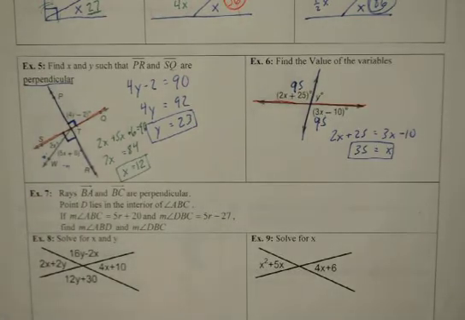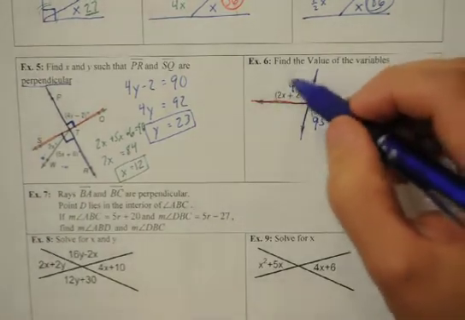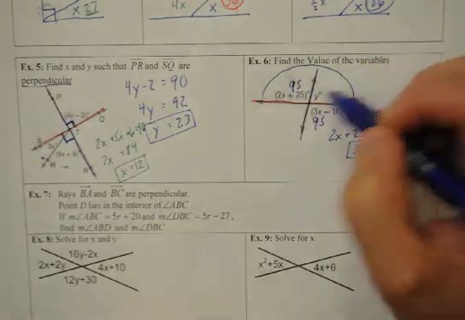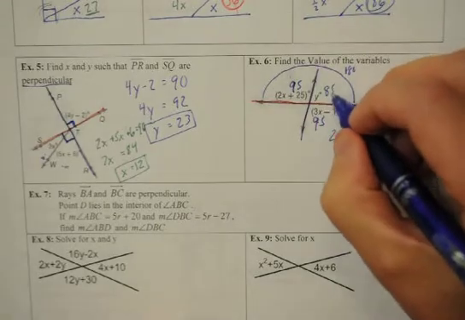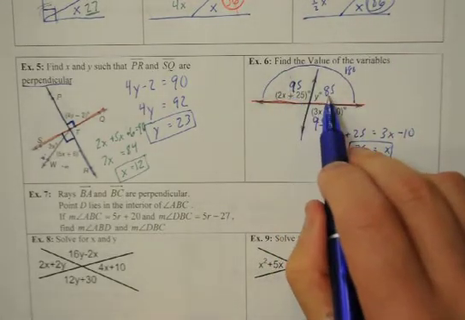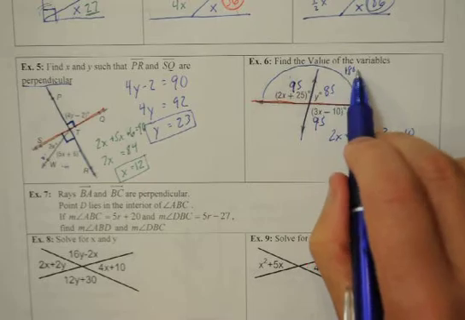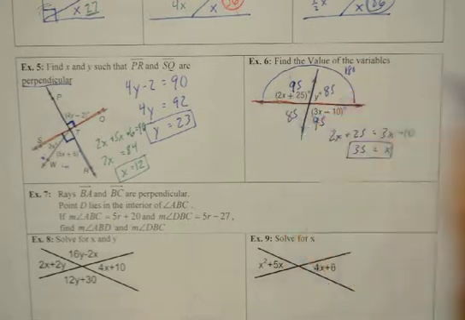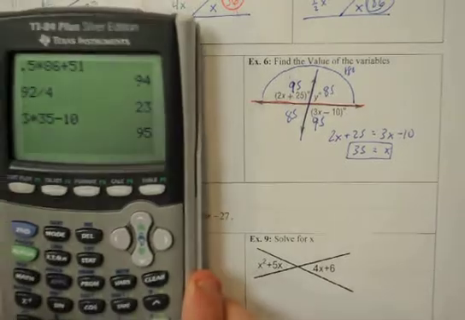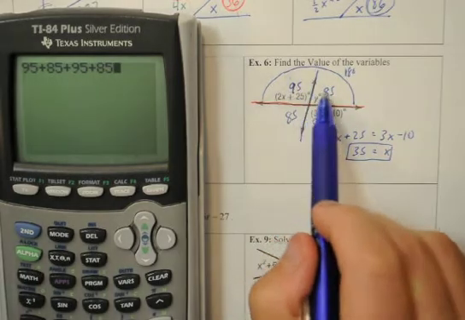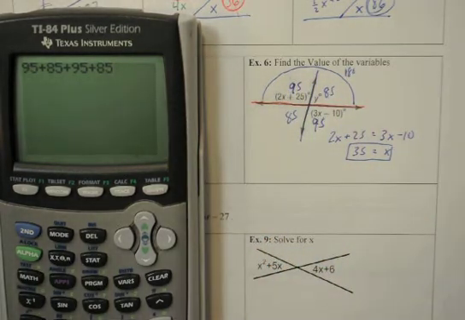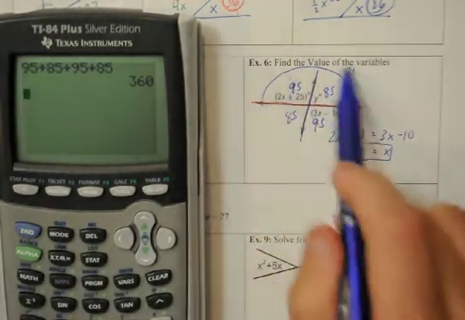Which means, if this is 95 and that's 95, we need to have 180 degrees here. So this has to be 85. Because what's 95 plus 85? 180 degrees. And this one is also 85. And check this out. If we take 95 plus 85 plus 95 plus 85, what are we going to get if we go all the way around? 360. That's how it should work. We get 360 degrees total.